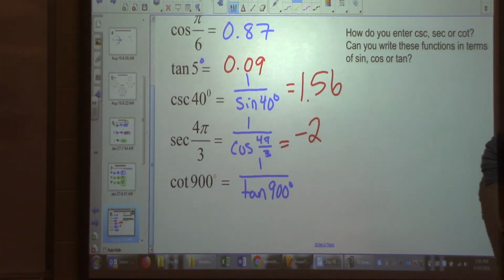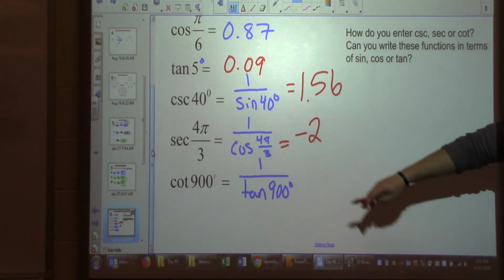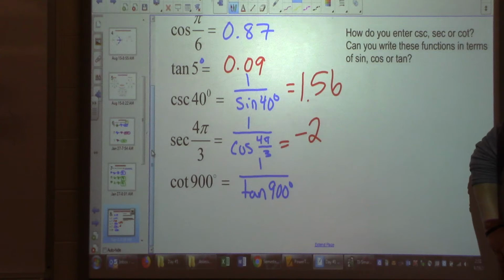Negative 2. All right. What about 1 over tangent of 900 degrees? Error. You got error on the calculator? Divide by 0. It says error. Good. It should say error. Because punch in tangent of 900 in your calculator once. Not 1 over. Just do tangent of 900. You get 0.